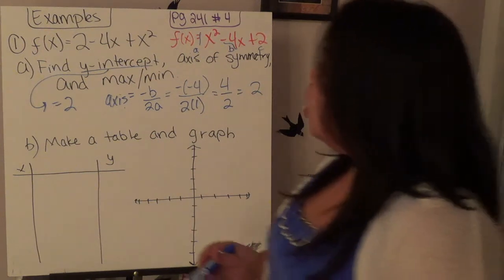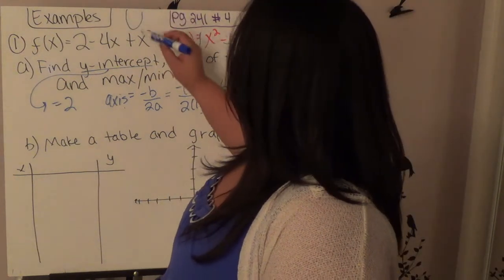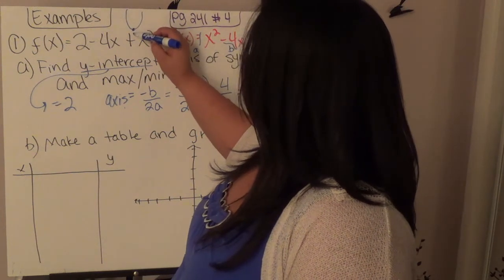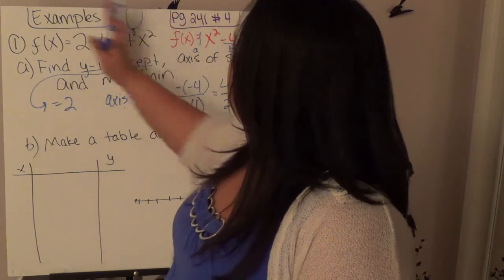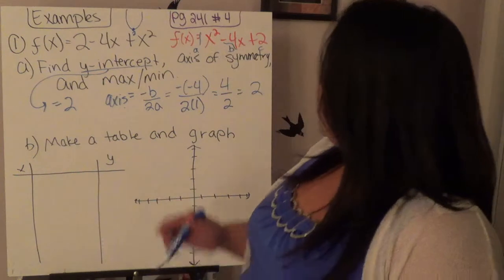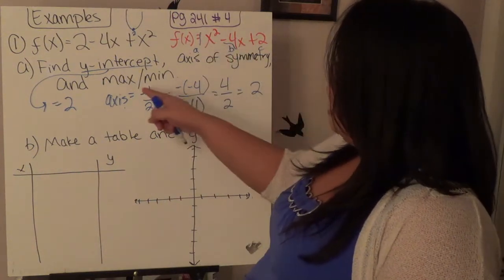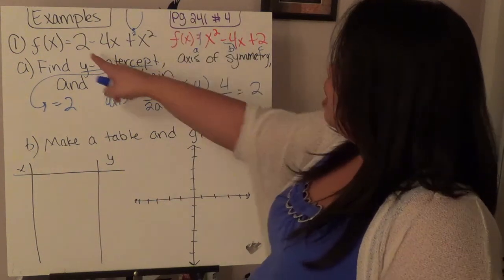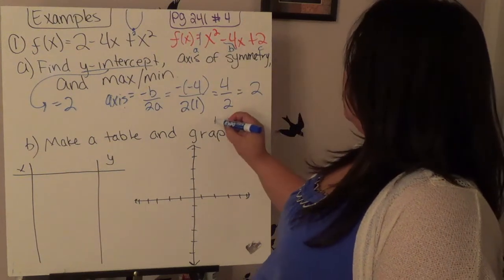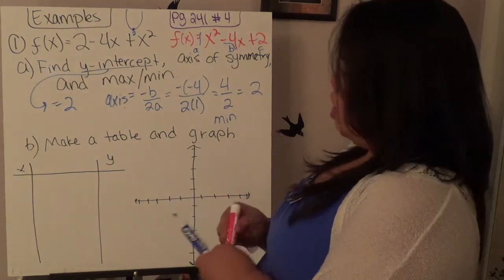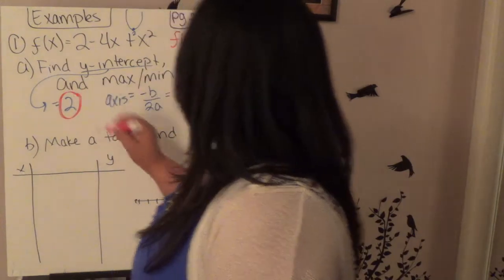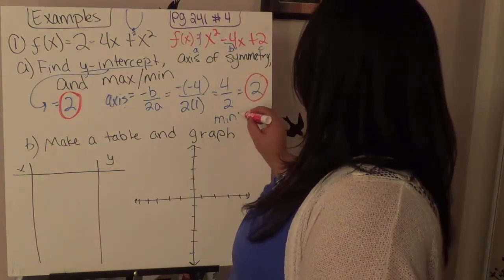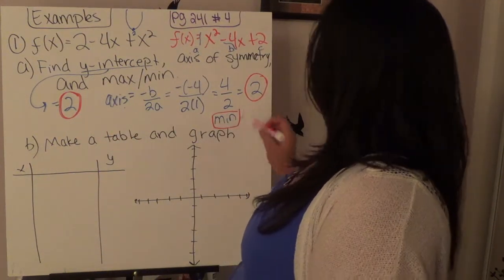So if you remember, we're going through the U. So it says here on 2, right here, I'm going to pick 2 numbers this way and 2 numbers this way. It has a minimum, right, because it's facing up, because my a is positive. So it has a minimum. So here are my 3 answers: y-intercept, axis of symmetry, and minimum.